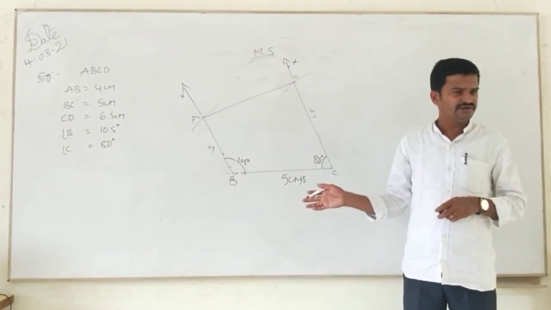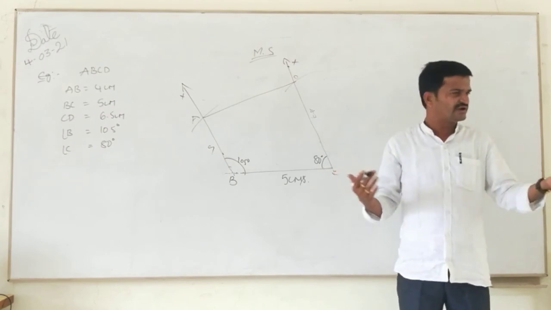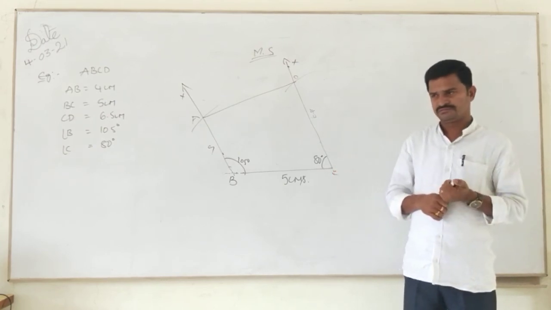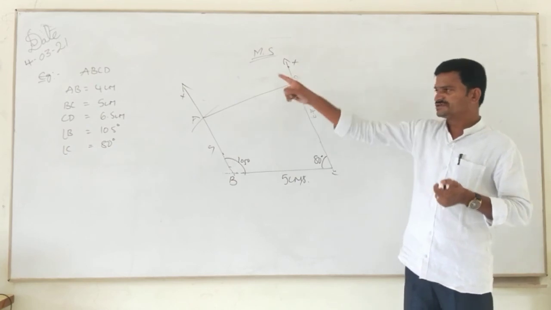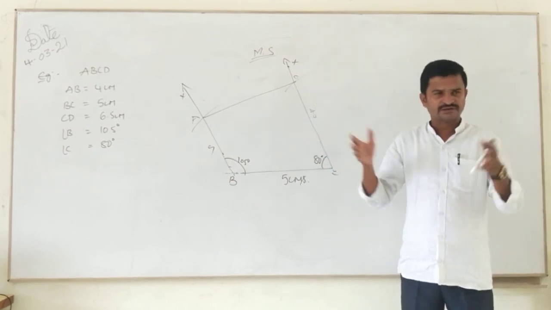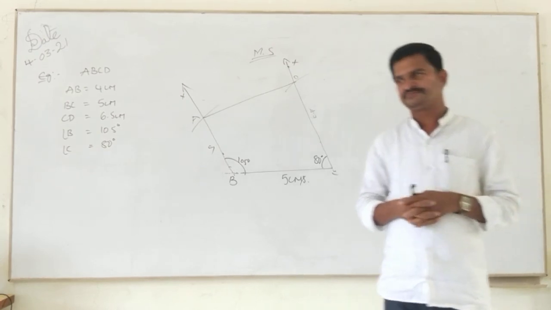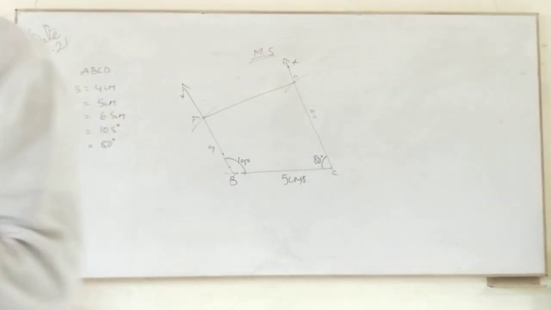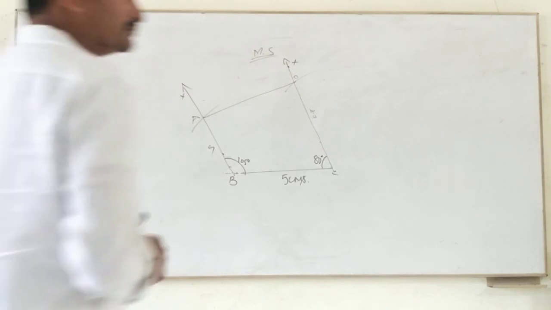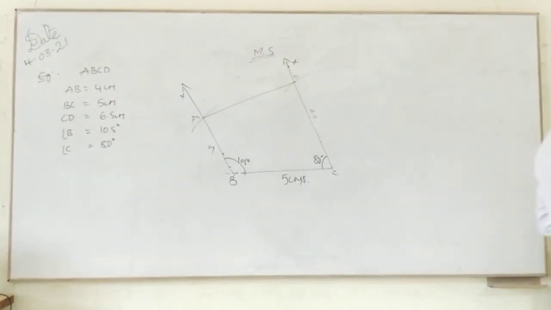Will you be able to write the steps also? Everything I will not say; when you apply your brain, you can write your own. Name, arcs, everything. Come on, do it now. Quadrilateral construction is over.